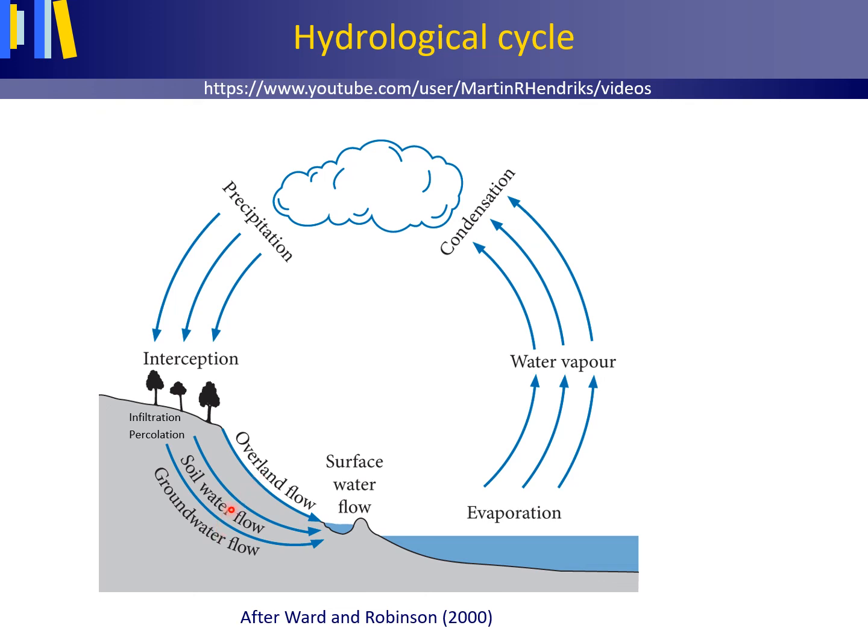Groundwater flow, soil water flow, and overland flow all contribute to surface water flow, water in streams and rivers that takes the water back to the sea and to the ocean, closing the hydrological cycle. Of course, there are many shortcuts and feedback mechanisms to be added to this general scheme.